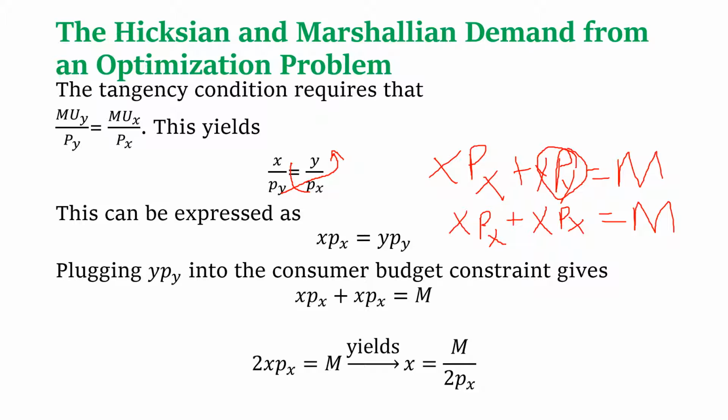Now, xpx plus xpx is just 2 xpx. It's just like saying a plus a is 2a, right? So x px plus x px is 2x px, and this equals m, which is the income. So if we solve this one, we're going to get the Marshallian, or the ordinary or uncompensated demand function. Remember, this is the Marshallian demand function.